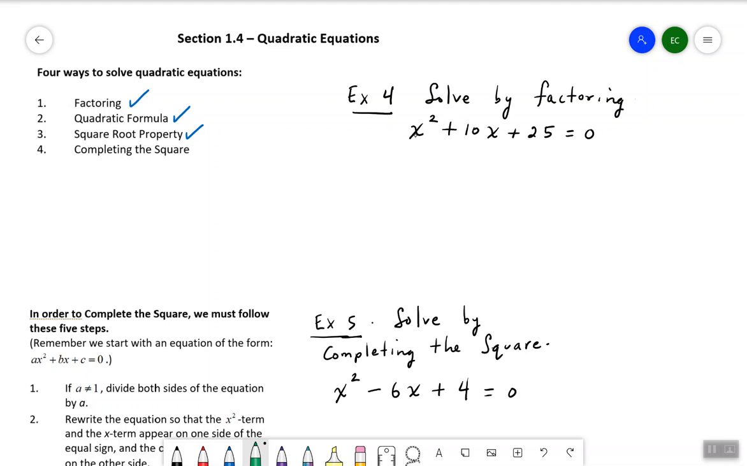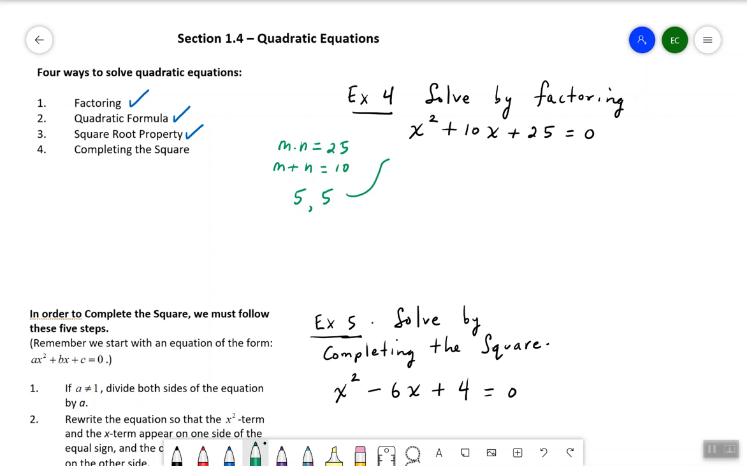So here is example 4, x squared plus 10x plus 25 equals 0. And if you remember, when we see the coefficient on x squared is 1, then we're just looking for two numbers that multiply to 25, and those same two numbers need to add up to the coefficient on x, this 10 right here. And so the two numbers, probably you can see pretty quickly, are going to be 5 and 5.